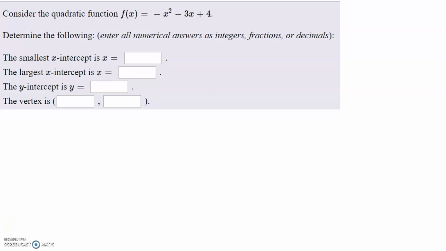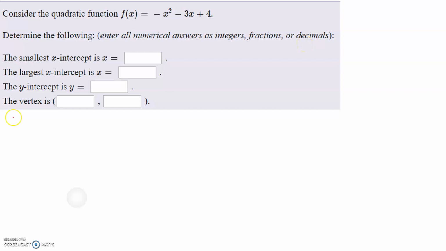Let's take a look at this example. Consider the quadratic function f of x equals negative x squared minus 3x plus 4, and we want to determine the following as either an integer, fraction, or a decimal. So let's start with the x-intercepts.